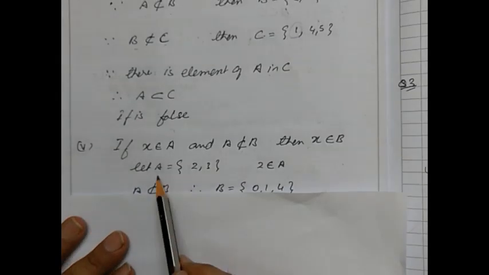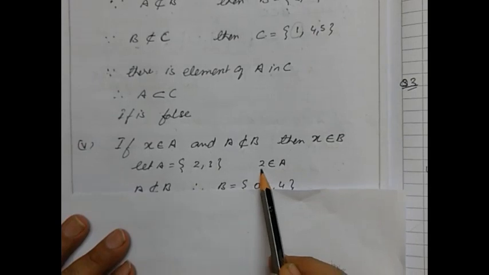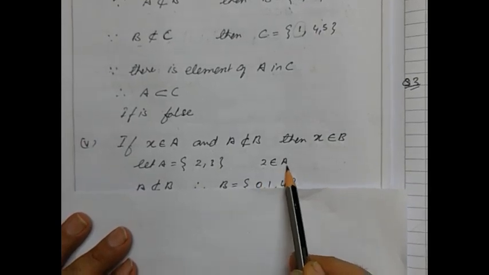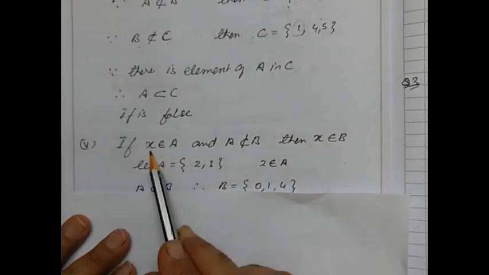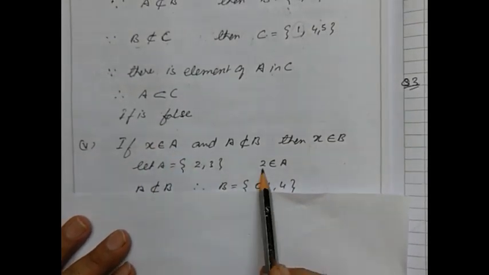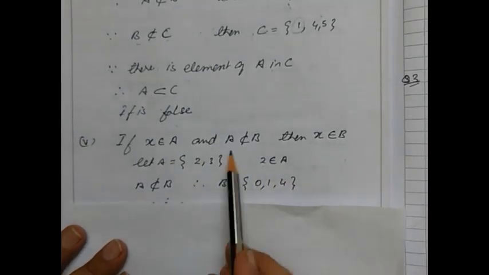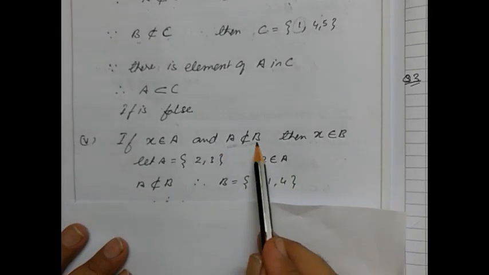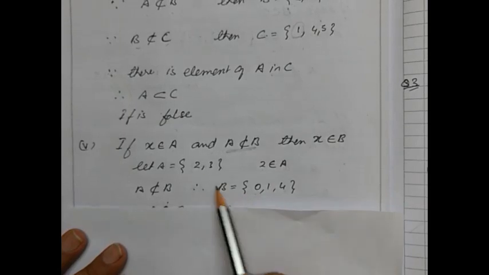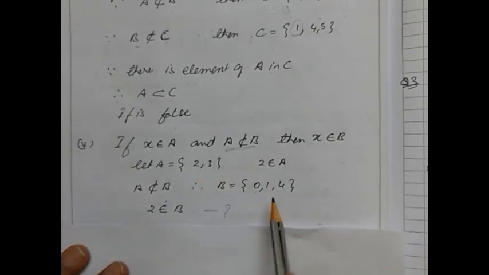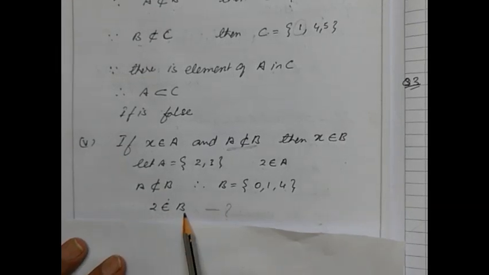Here we say let A be {2, 3}. 2 belongs to A. Here you see that element 2 is taken as belonging to A. Here we have considered this as X. X is an element of A. So we are taking 2 as the element of A and we say that A is not a subset of B. Here it is given the condition that A is not a subset of B, so B will contain all those elements which are not present in A. So when it is not contained, can we now say that 2 belongs to B? Can we say this?